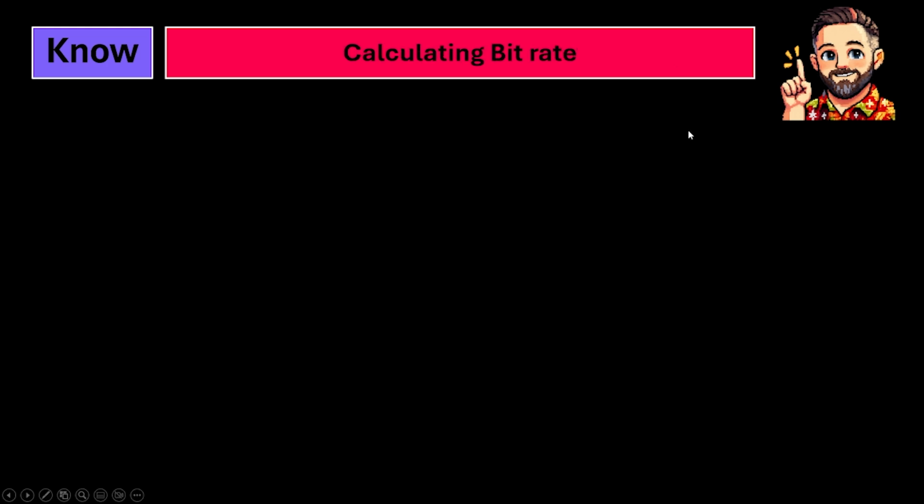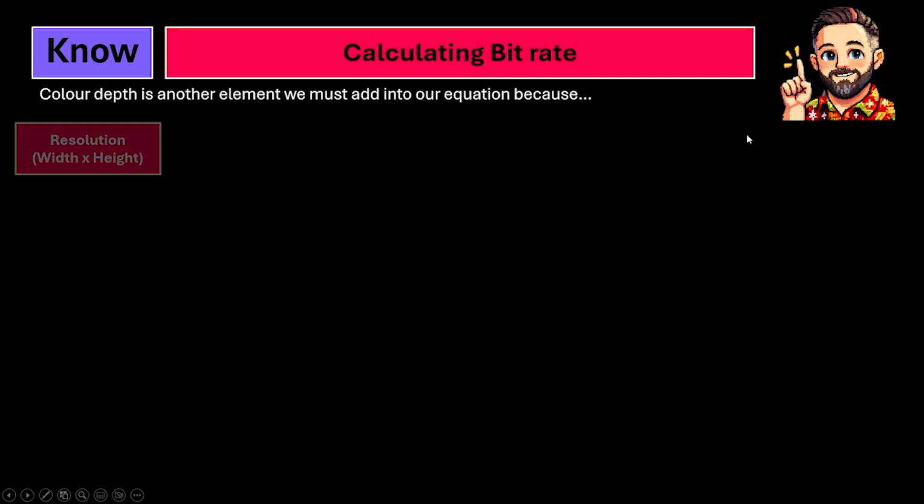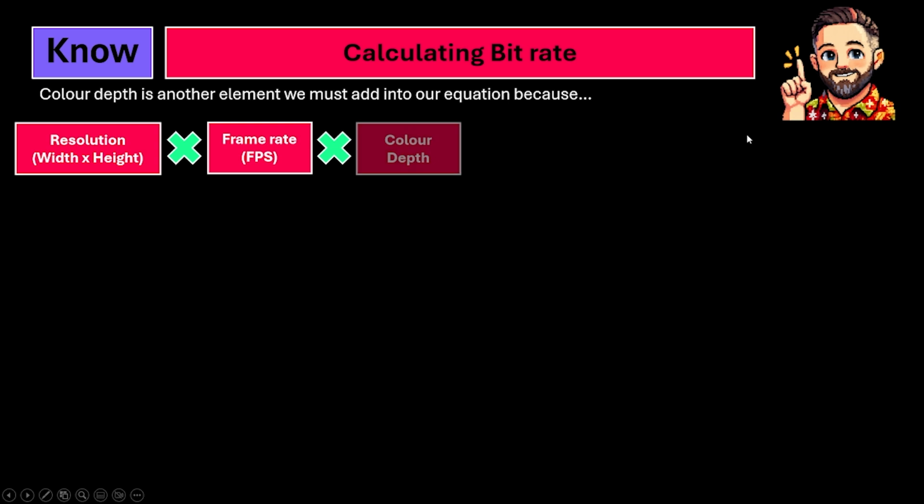Okay, so welcome back. We're now approaching the last part of this video, and we're going to look at calculating bitrate. So colour depth is another element we must add into our equation because resolution, which is width times height, times frame rate, times colour depth, equals our bitrate. How many bits do we have to generate per second in order to show the imagery that we are generating?